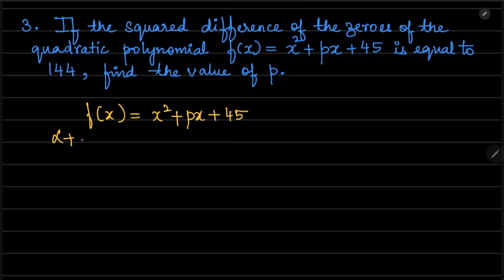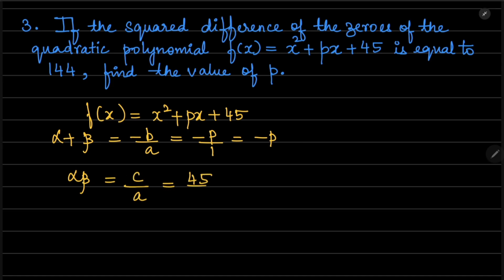Get the sum of the zeros, alpha plus beta equal to minus b by a. What is b? p. So minus p by 1, which is just minus p. What is alpha beta? c by a. Write the formula always. So 45 by 1, which is nothing but 45. Now, what is the difference of the zeros? Alpha minus beta. Square difference means the square of that.